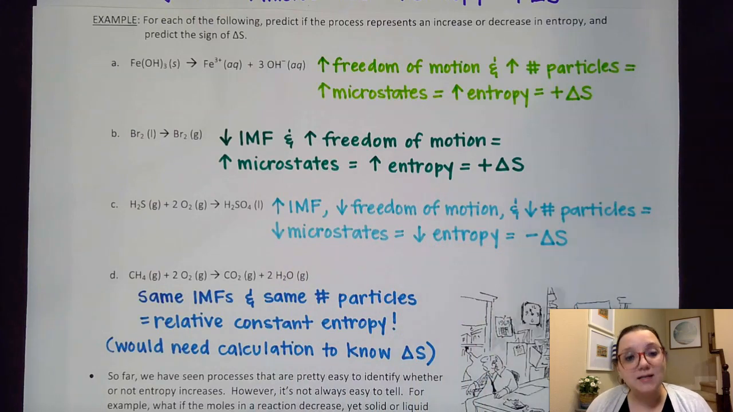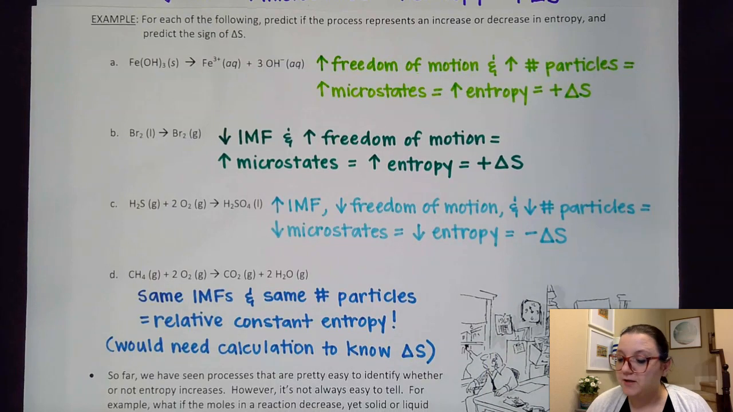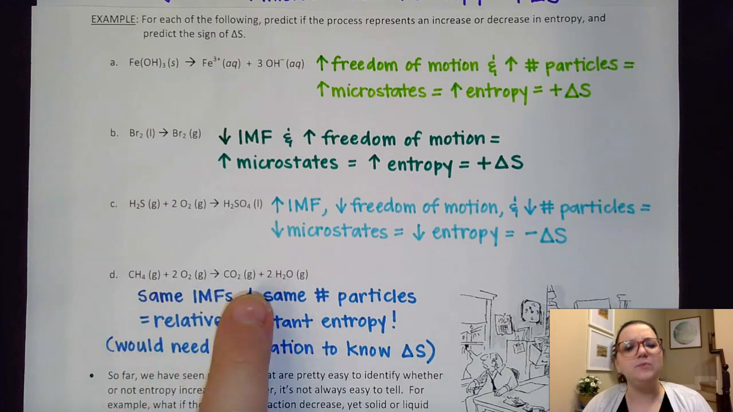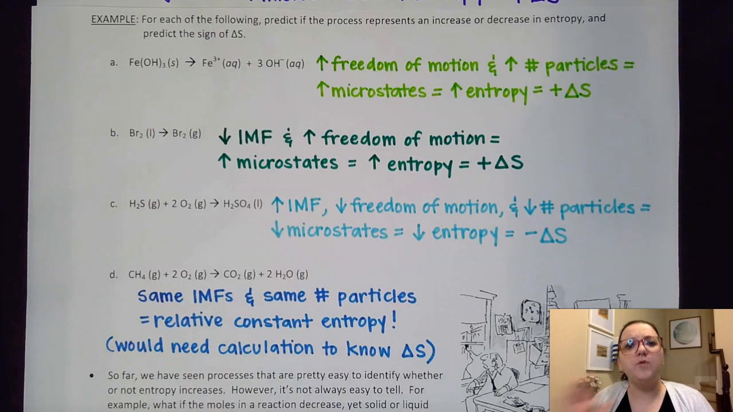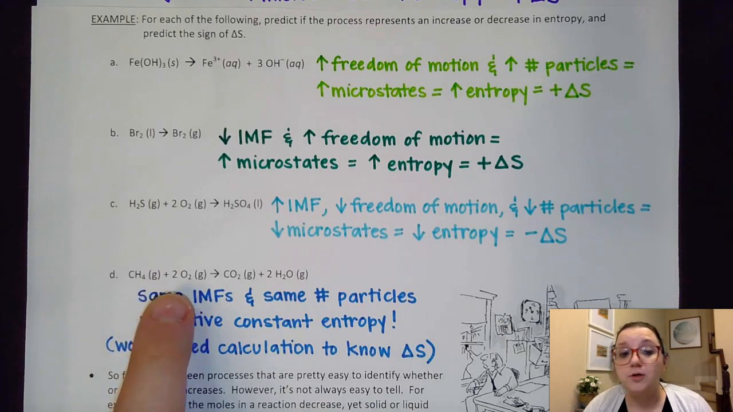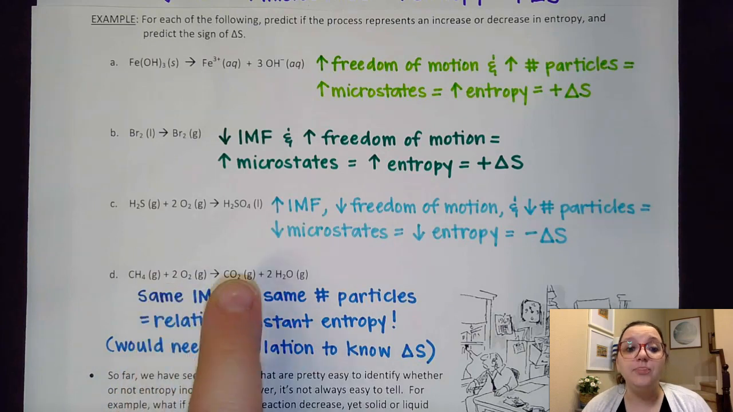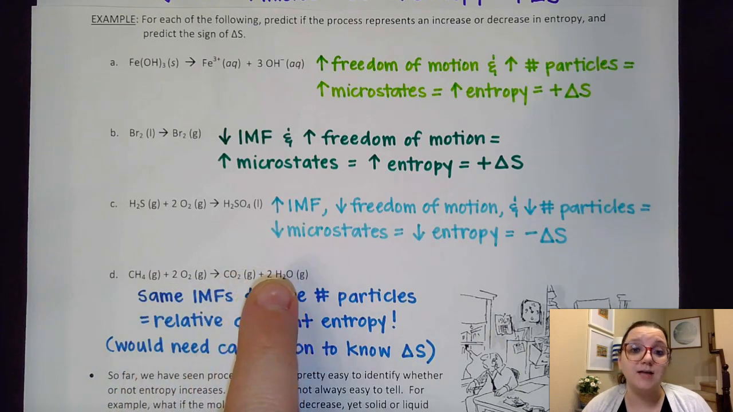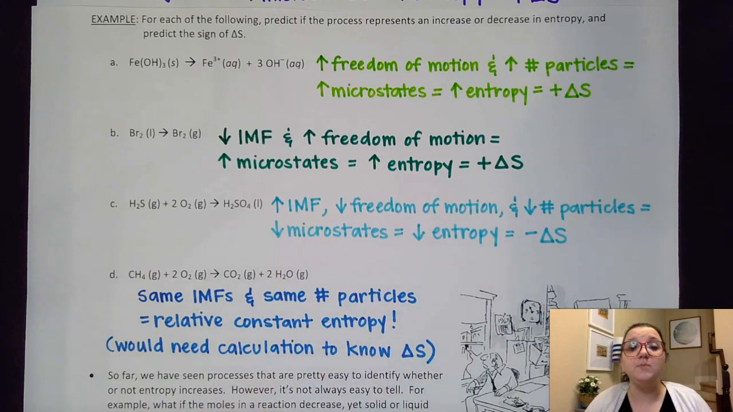Now on this last one down here, if I checked my states, I noticed it was a gas all the way through for both reactants and products. So I had the same IMFs, but I also noticed that I had 3 gaseous molecules on the reactant side and 3 gaseous molecules on the product side. So 3 molecules and 3 molecules means that the number of particles stayed the same from side to side, which means here on this one, we actually had a relatively constant entropy.